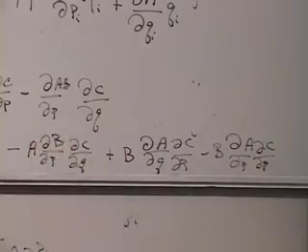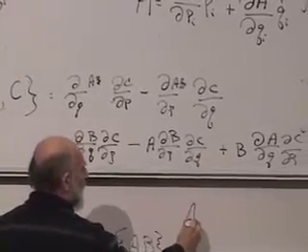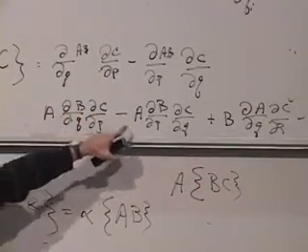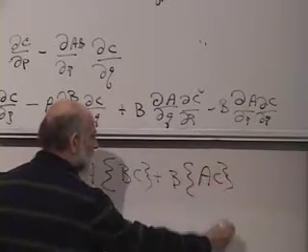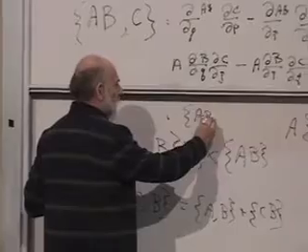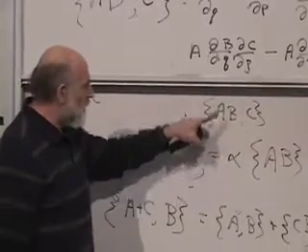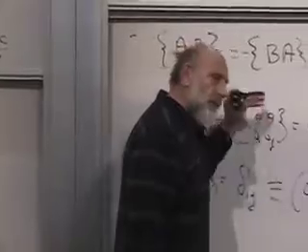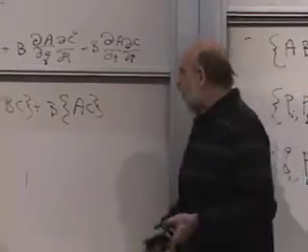All right. If you put it all together, this piece here is just A times the Poisson bracket of B with C, and this one is just B times the Poisson bracket of A with C. So the Poisson bracket of AB with C is A times the Poisson bracket of B with C plus B times the Poisson bracket of A with C. That, believe it or not, plus knowing a few fundamental Poisson brackets between P and Q, enables you to calculate any Poisson bracket. That's enough to get started.